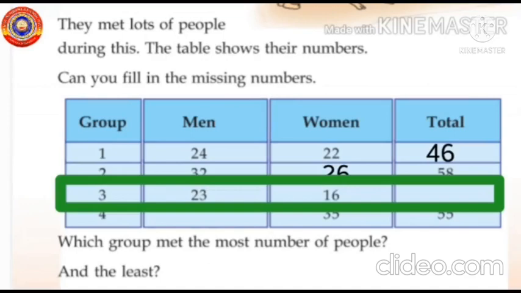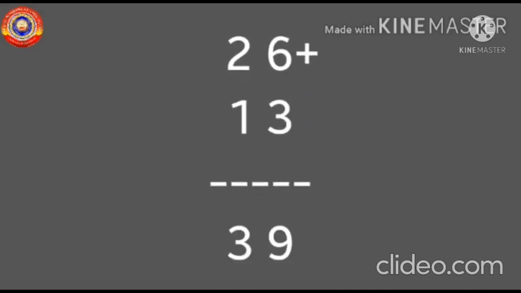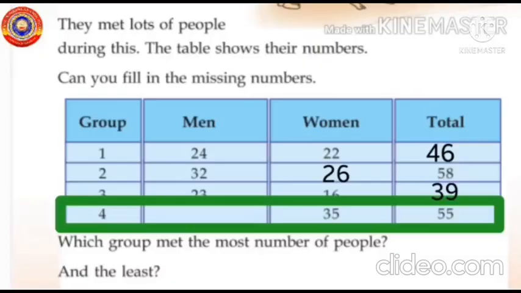26. In the third group, number of men is 23, number of women is 16. We want to find the total. So, add the two numbers. That is 6 plus 3, 9. 2 plus 1, 3. 39. In the last group, number of women is given, total also given, 55. We want to find the number of men. So, 55 minus 35. 5 minus 5, 0. 5 minus 3, 2. Answer is 20.